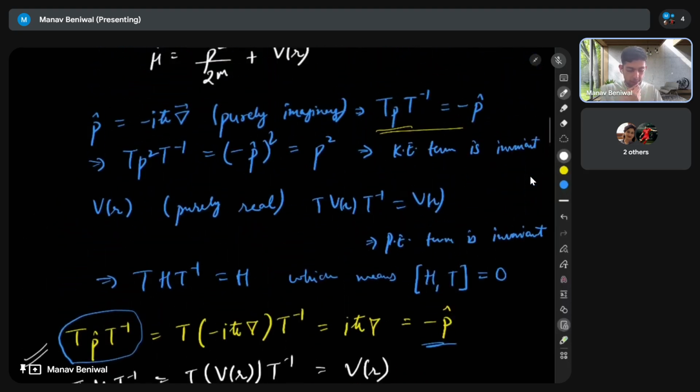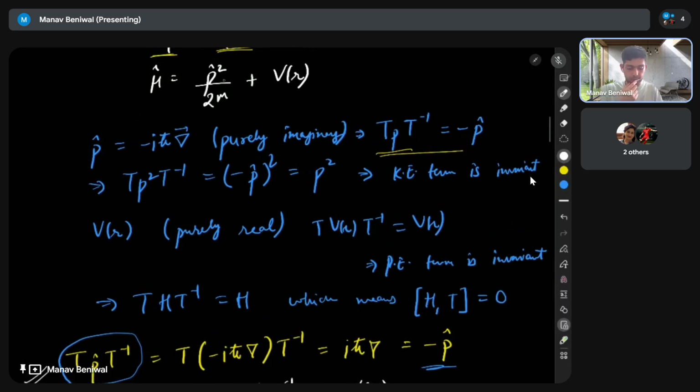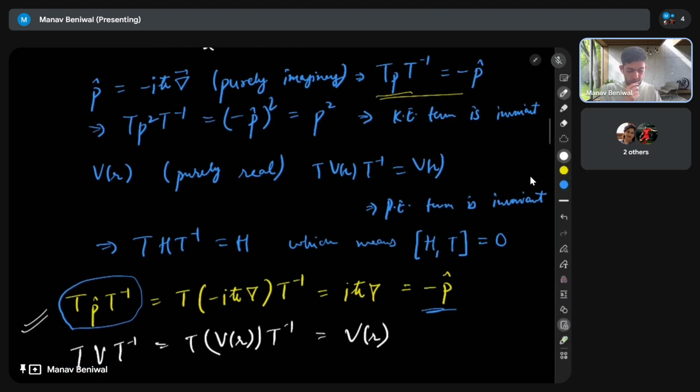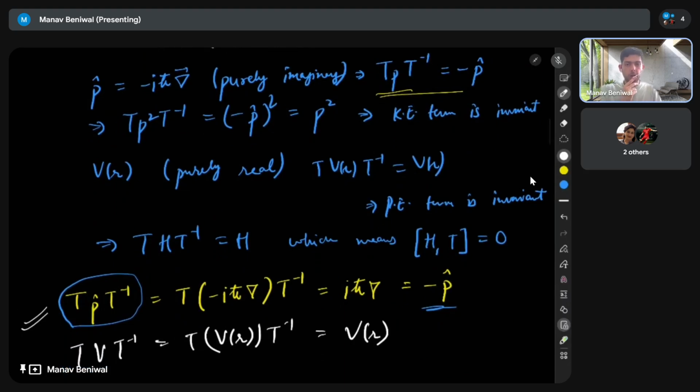But notice that in the Hamiltonian, we have a p squared term. So we have to apply this operation on p squared. It will give minus p times minus p, so p squared. So the kinetic energy again we find is invariant, which should also be physically true, right? If we reverse our video, we will not say that this particle has suddenly gained a negative kinetic energy. So ultimately, our Hamiltonian remains as it is under time reversal symmetry.